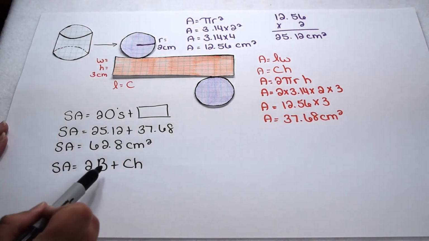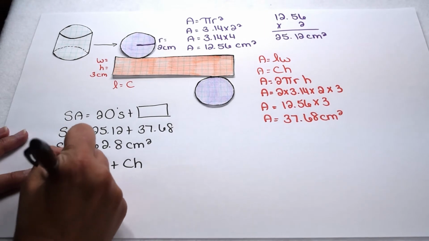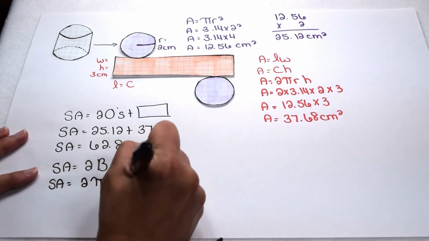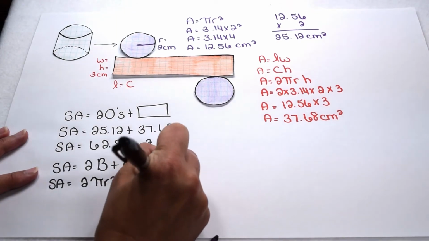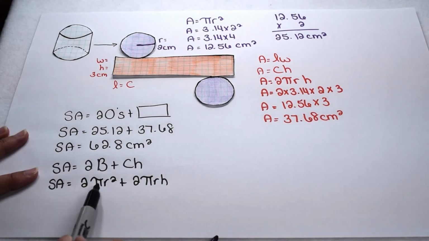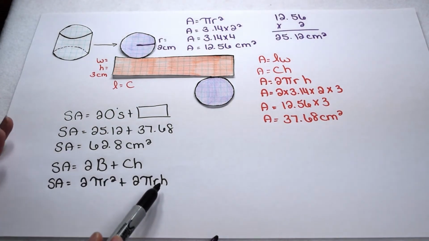Well, we can put in more specific information for area of the base and circumference. So when we do that, area of our base is going to be pi r squared, and circumference is going to be 2 pi r. So to find the surface area of any cylinder, we can do 2 times pi times radius squared plus 2 times pi times radius, then multiplied by our height.